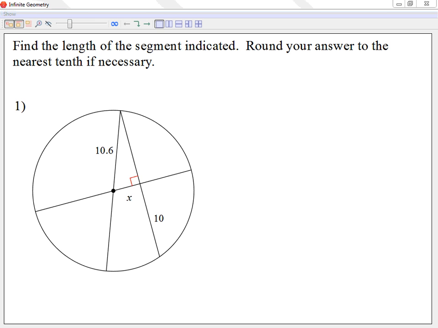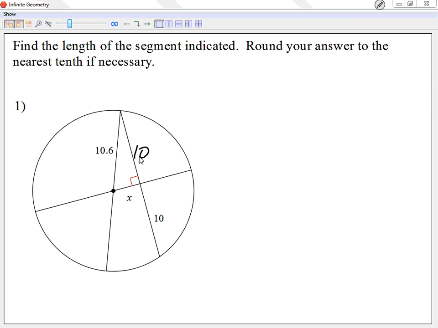Alright guys, so today's word is very similar to yesterday's word, but as you notice on the title it says Pythagorean theorem. So we're going to use our Pythagorean theorem. Yesterday I told you guys that a diameter cuts a chord in half. So if this side right here is 10, I'm going to say this other side right here is also 10.